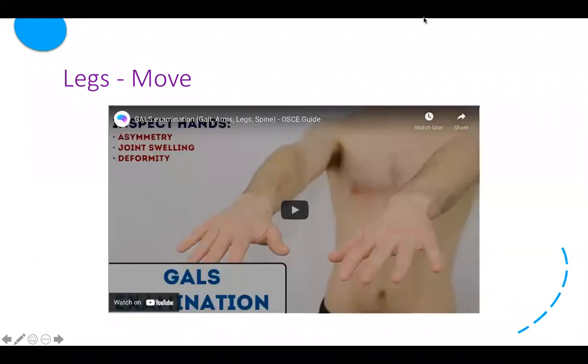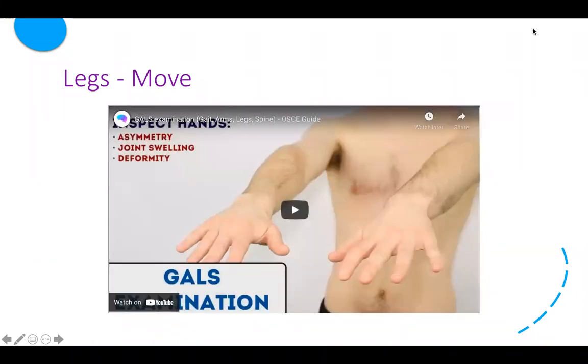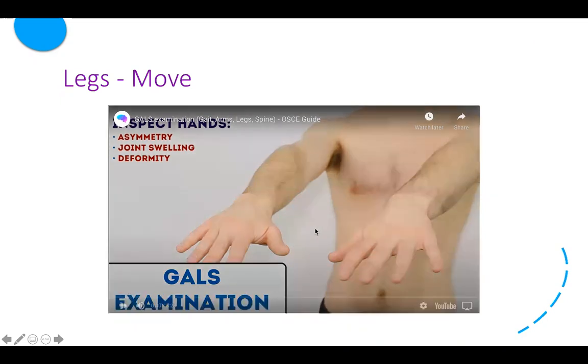Okay, so I've got a short video, and I'm only going to play the lower limb part because I feel like you might be able to better grasp the movements with the video. It's only going to be for about a minute.